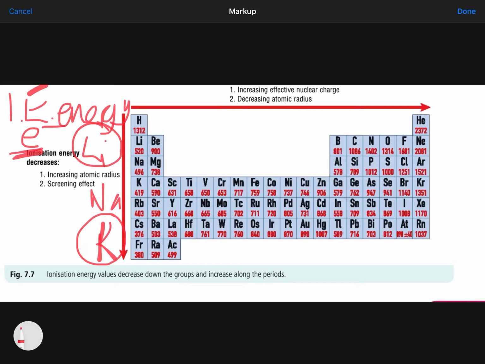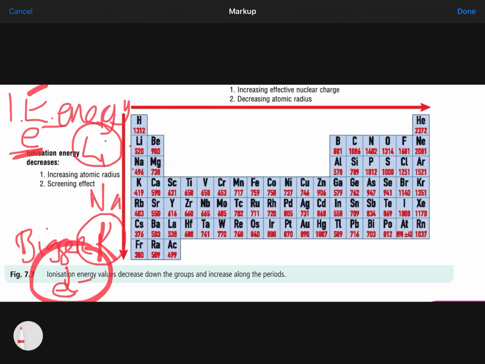Once you've thought about that, you should be thinking that potassium is a bigger atom, so the electron is much, much further from the nucleus. It would be easier to remove that electron as a result. So the ionization energies are decreasing. Look, they're going from 520 down to 496, down to 419. So the ionization energies decrease as you go down the group.